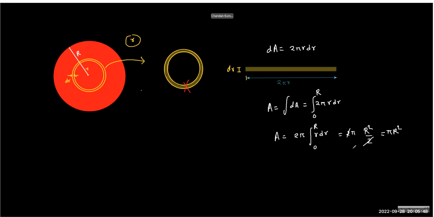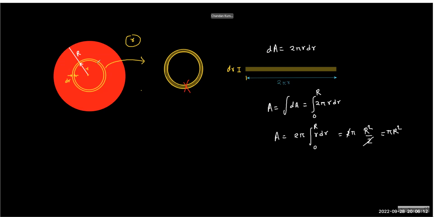And you need to remember that the only area which we know is the area of a rectangle, and any other area can be treated as a rectangle only if you make elementary choices. Okay. And how are the choices made? So we choose a suitable variable and we draw the element.